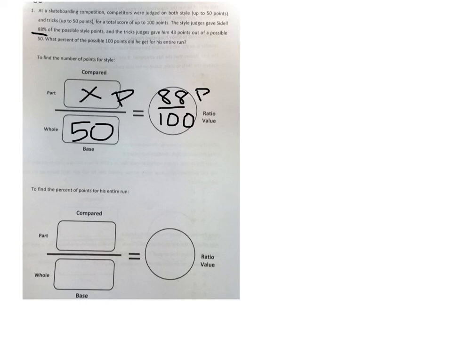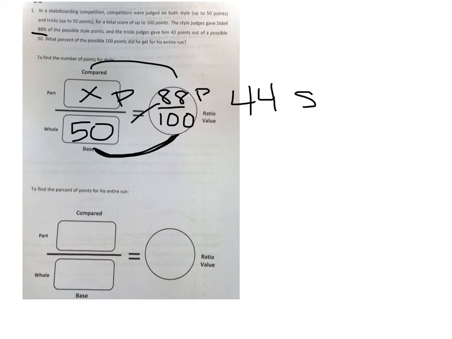So you go ahead and you can multiply across. You can divide. Of course, we could also use some mental math if we wanted to. We can see this is getting half as big, or dividing it by 2. You could just divide that by 2. Basically, they're going to get 44 points for style. We're going to do the same thing for, so now, to find the percent of his entire run.